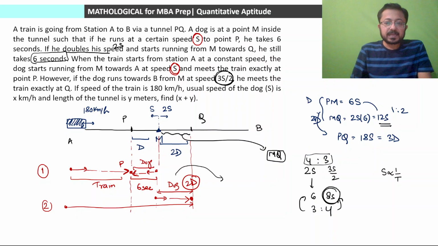And the time taken by dog to reach point Q from M will be 8 seconds. So this time taken here by dog, this will be 8 seconds. और अगर dog को 8 seconds लगे हैं तो ट्रेन को भी 8 seconds लगे होंगे. Isn't it so? So train has covered this total distance in 8 seconds.